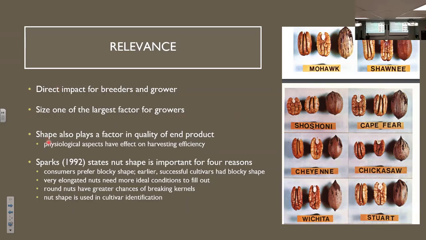Some of them are that consumers prefer a blocky shape, more like you see here in Cape Fear, where it's kind of just a generic shape. A lot of earlier successful cultivars had this similar shape. Very elongated nuts, more like Mohawk here, tend to need ideal conditions to fill out well. And most importantly, round nuts like Shoshone here have a greater chance of sitting crosswise in the cracker when extracting, leading to broken kernel halves.